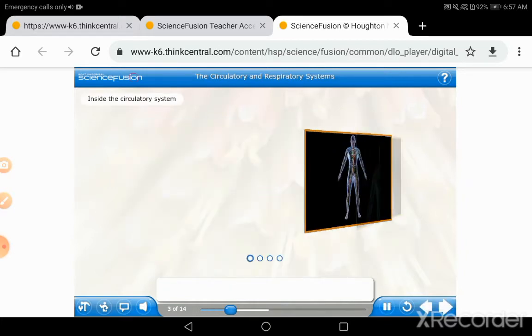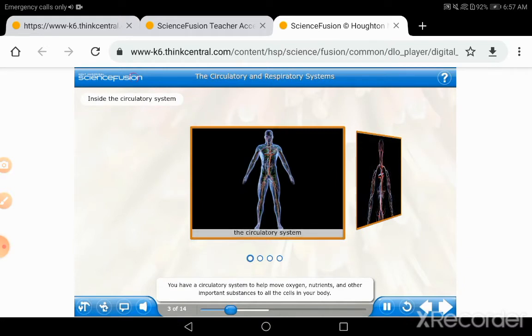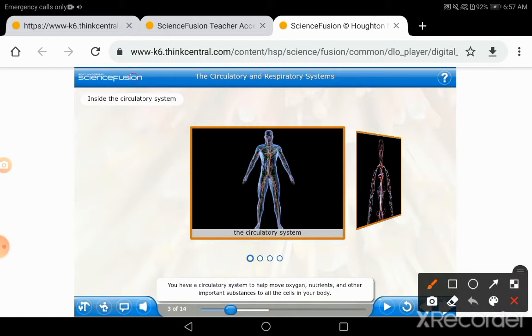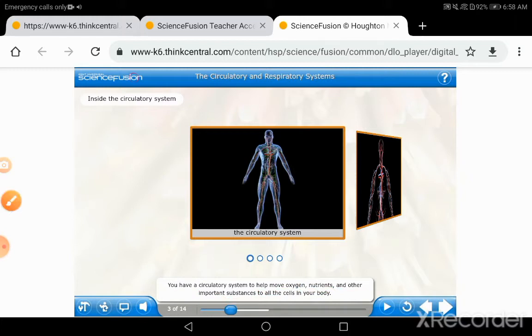Now, let's see what's inside the circulatory system. To help move oxygen, nutrients, and other important substances to all the cells in your body. So this is the function of the circulatory system. It helps move oxygen, nutrients, and other important substances to your body cells. It also helps remove waste from the body. So it delivers oxygen, nutrients, and important substances to the cells, and it removes wastes from your body.